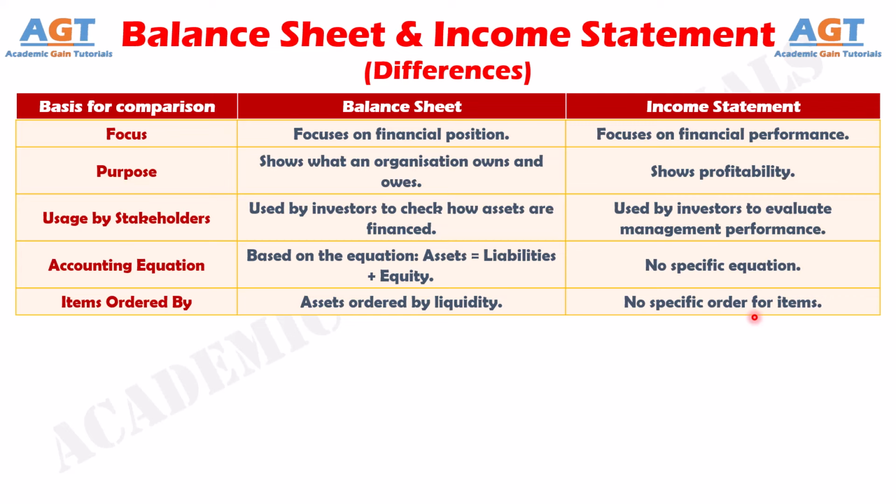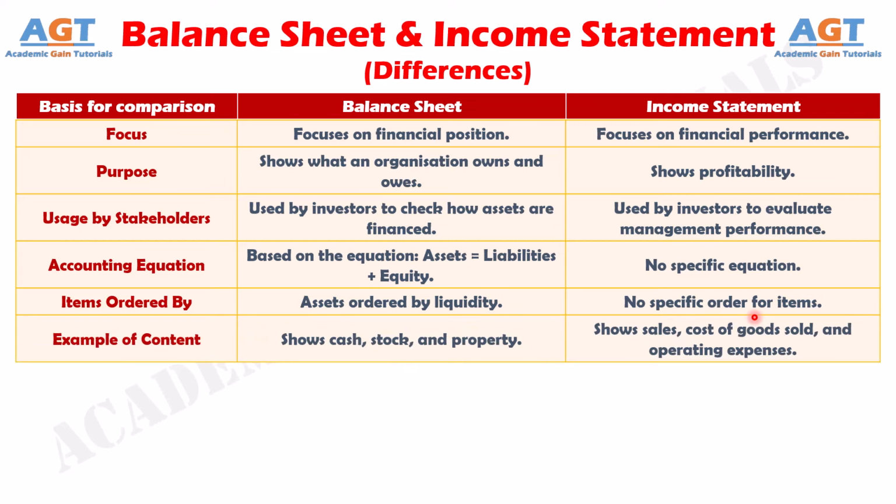And finally, difference number 13. The balance sheet shows cash, stock, and property, whereas the income statement shows sales, cost of goods sold, and operating expenses. So, these are the differences between balance sheet and income statement.